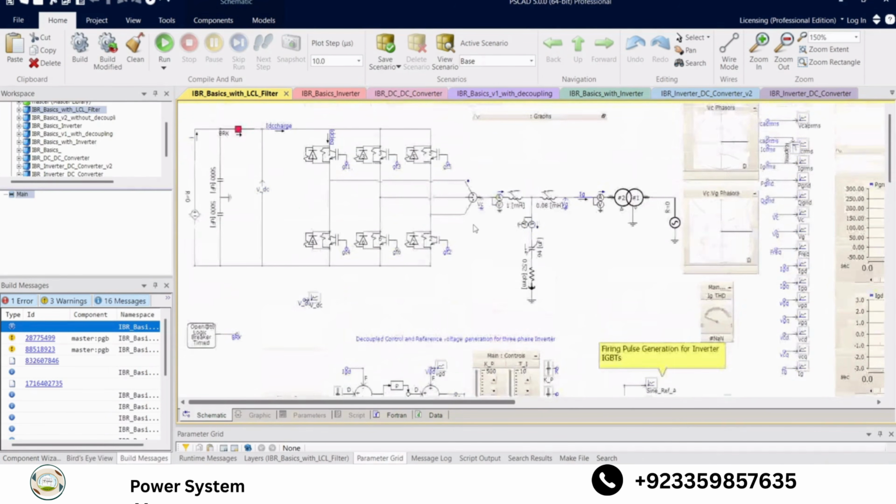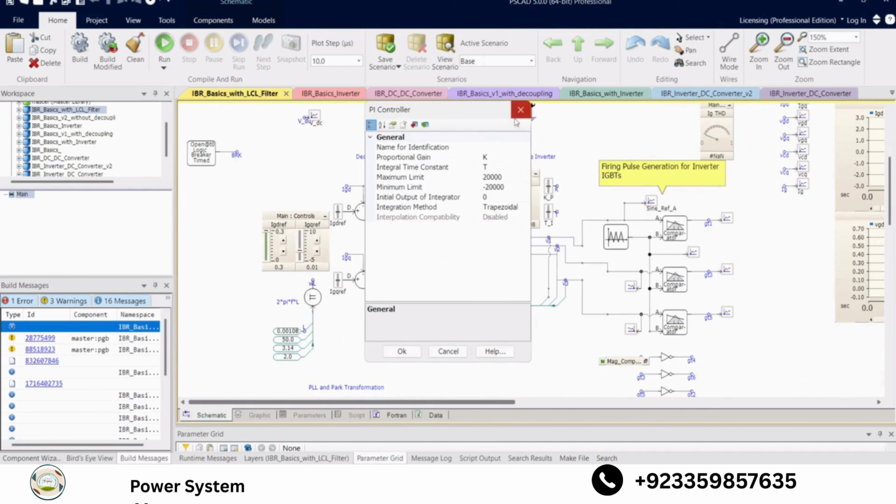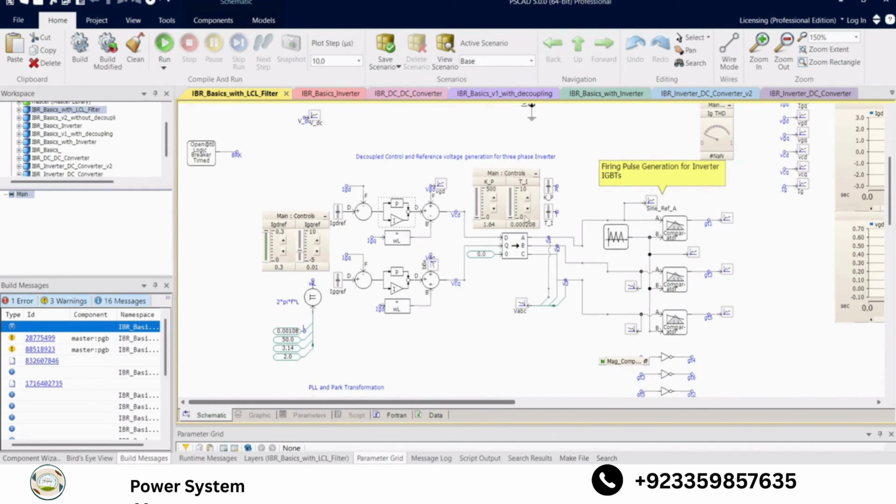So we will be looking at this, and also we will be looking at these PI controllers and how KP and TI, the time constant of these, are designed. We will be looking at this.